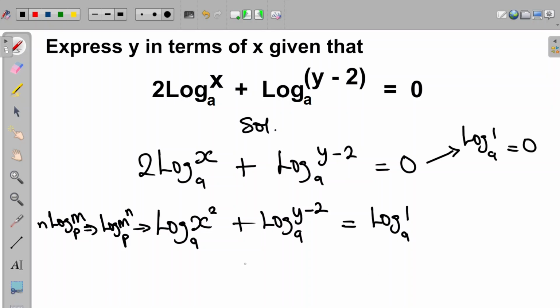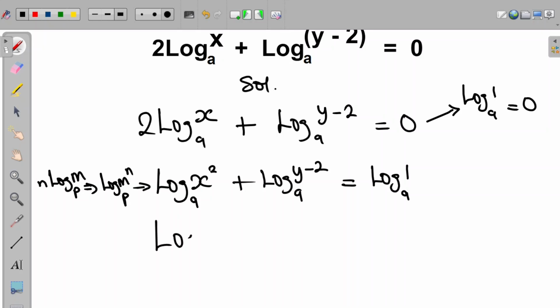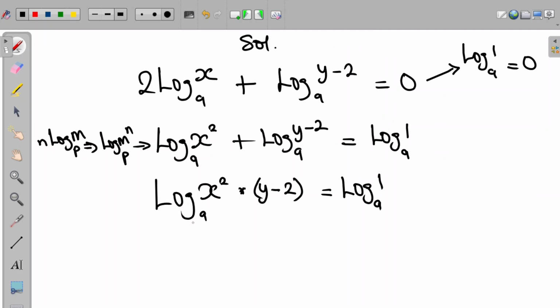Now looking at the left hand side, we can apply the addition law of logarithm. So this becomes log x squared multiplied by (y minus 2) equal to log 1 in base a, and here also is base a. Now since the bases are the same, which is base a, the equation becomes x squared multiplied by (y minus 2) equal to 1. But we are asked to express y in terms of x.